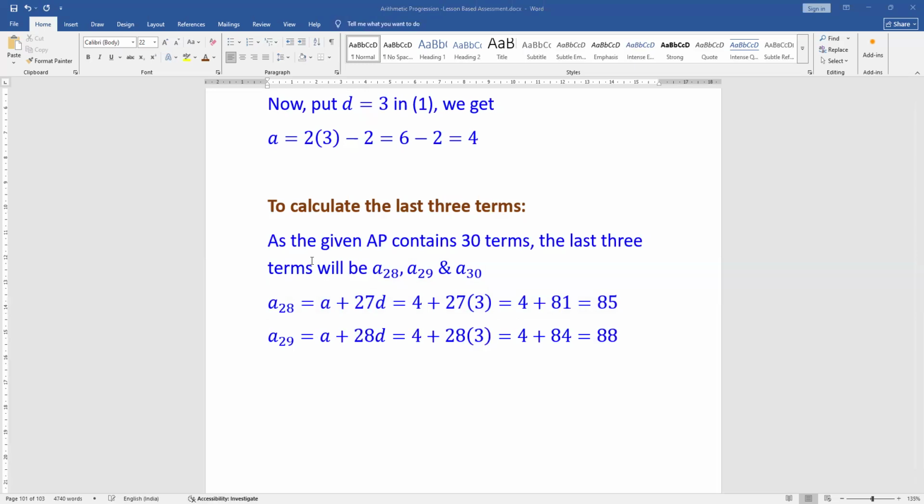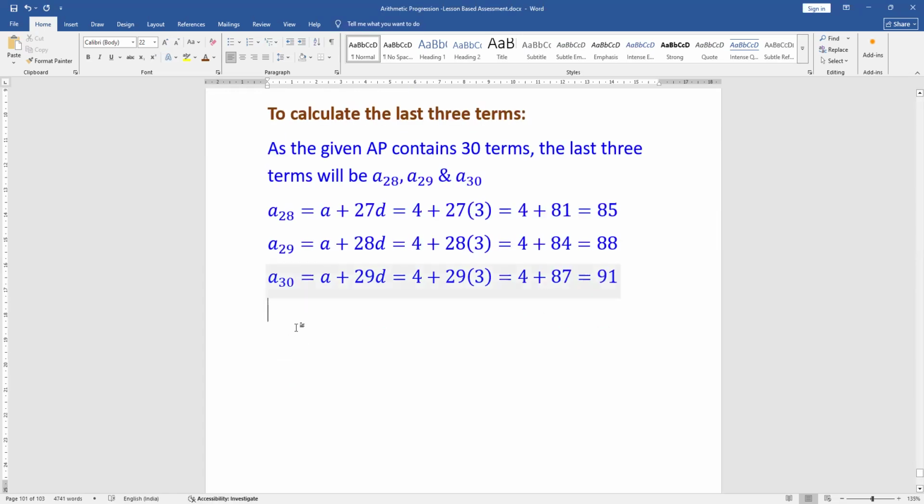Next one we have A30, which is nothing but A plus 29D, which is 4 plus 29 into 3. Now this will be equal to 4 plus 29 times 3, which is 87. So it will be equal to 91.